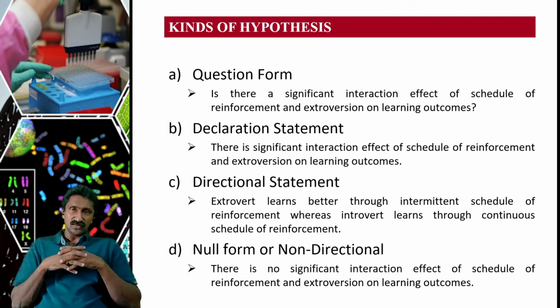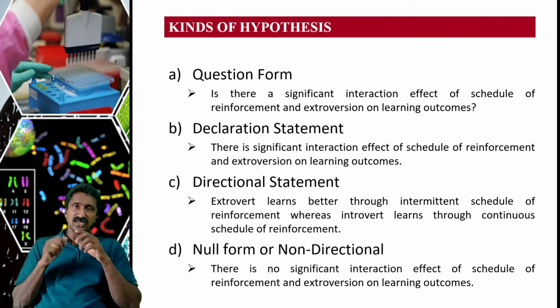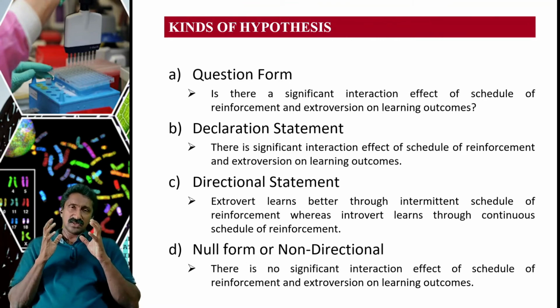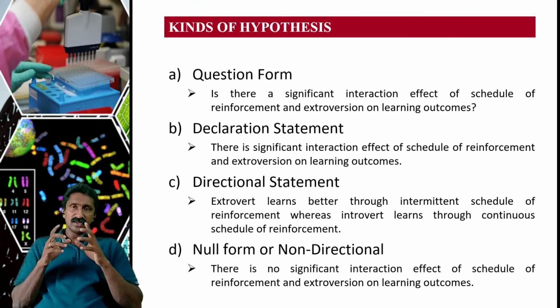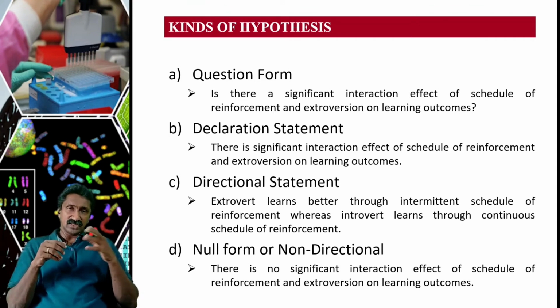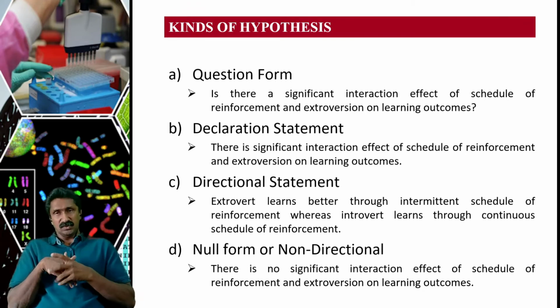So you can test that one. Whether factor A and factor B have some interaction effect. So that's a specific question, and it can be tested and verified. So whether A is having an interaction with B, or A is influencing B. So that's a question format hypothesis.